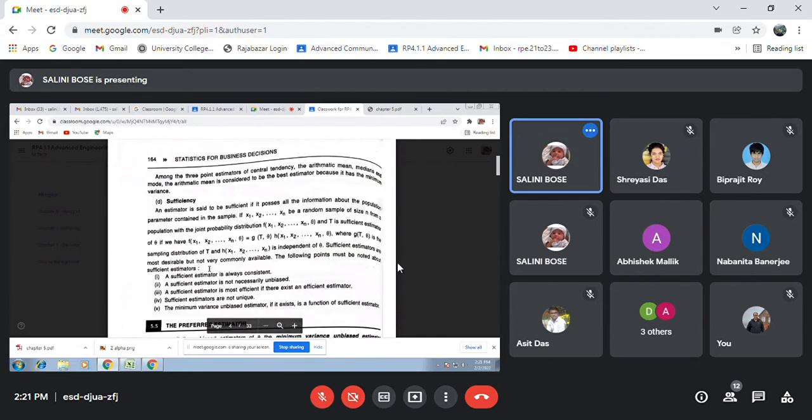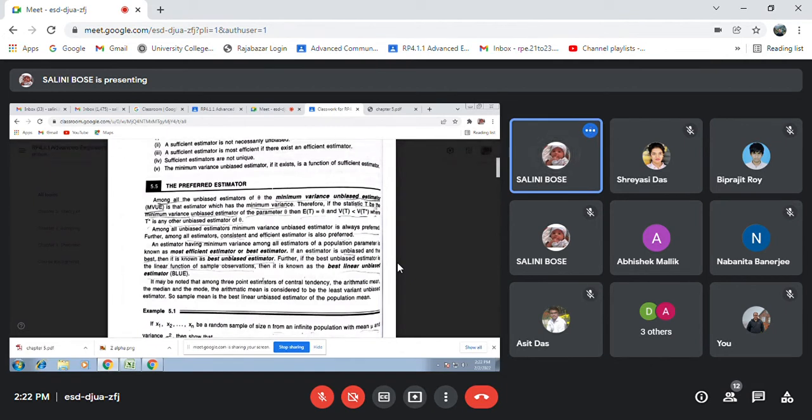Clear? And the last one is sufficiency. An estimator is said to be sufficient if it possesses all the information about the population. That is called sufficiency, because whenever you draw a sample, that sample must have all the information about the population. Then only your estimation will be good. Right? If you have less information about the population, your estimation may not be good. So that is called sufficiency.